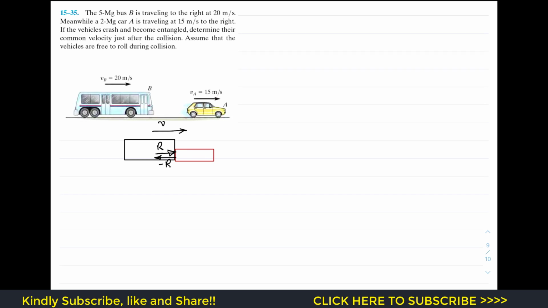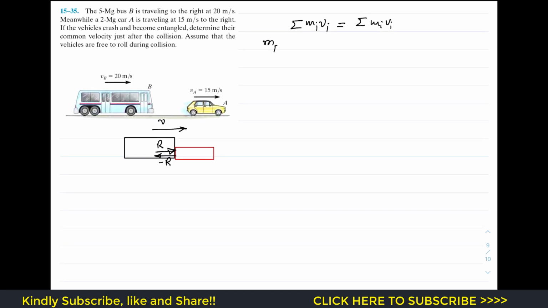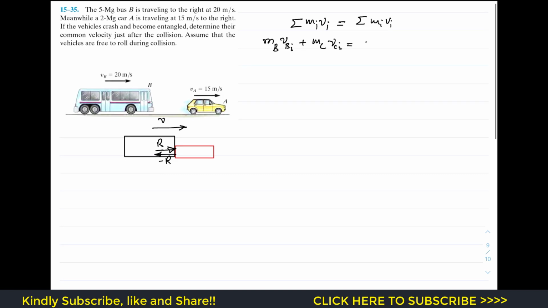To find that velocity, we are going to apply the law of conservation of momentum, which says that the summation of the initial momentum will be equal to the summation of the final momentum of both the vehicles. So we can write that the mass of the bus times the initial velocity of the bus, plus the mass of the car times the initial velocity of the car, will be equal to, since after collision they move with the common velocity, the mass of the bus times the common velocity v, plus the mass of the car times the final velocity v.